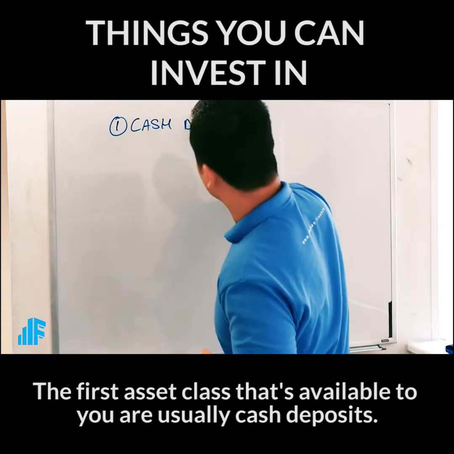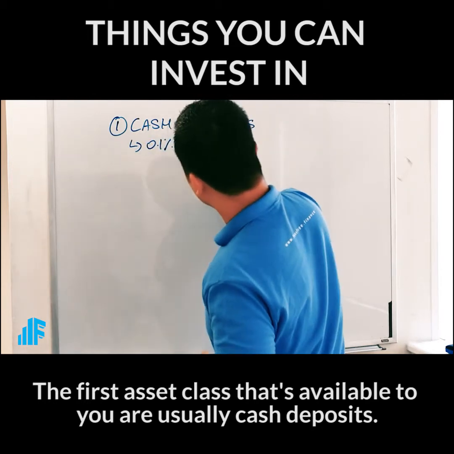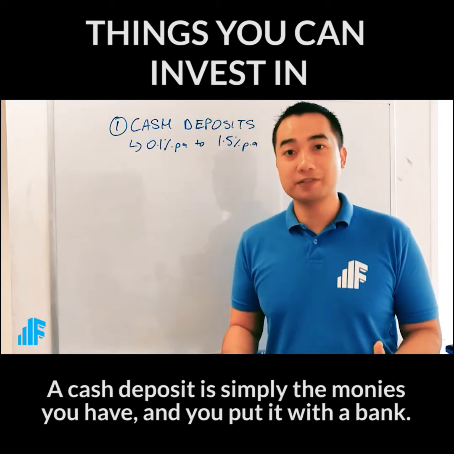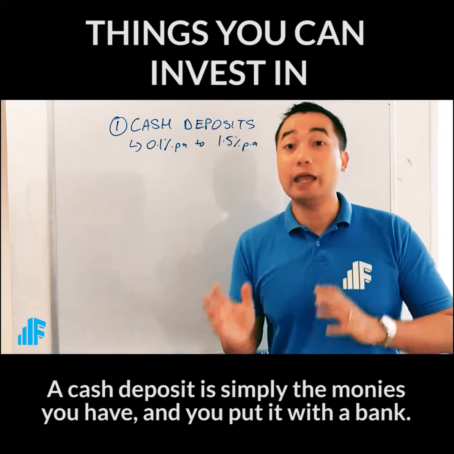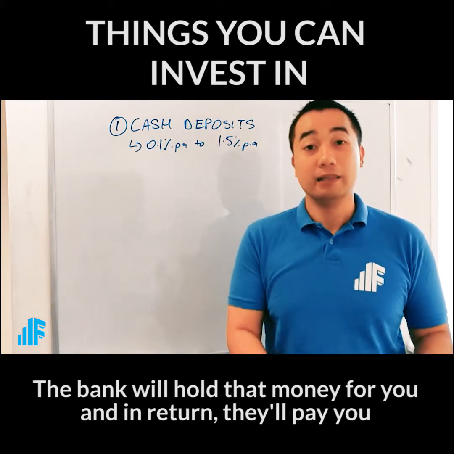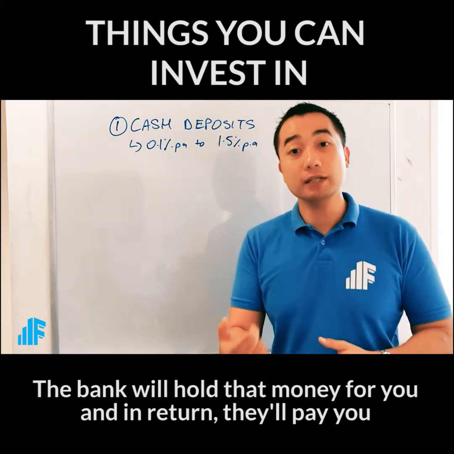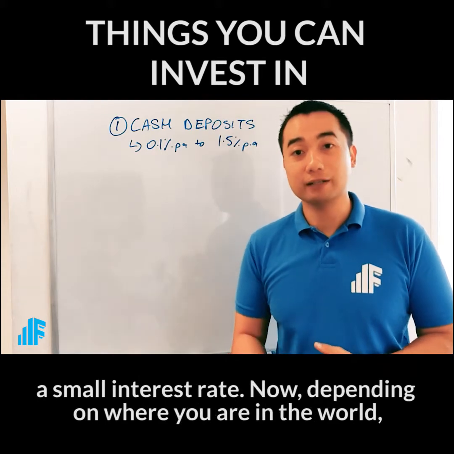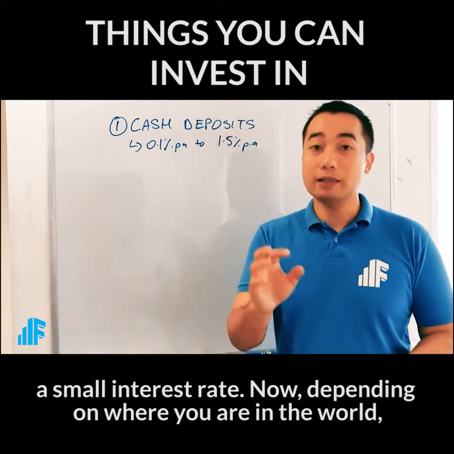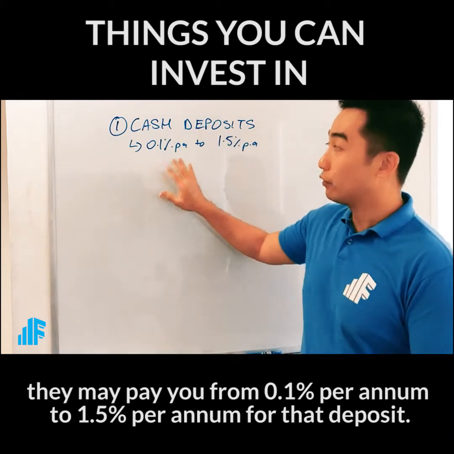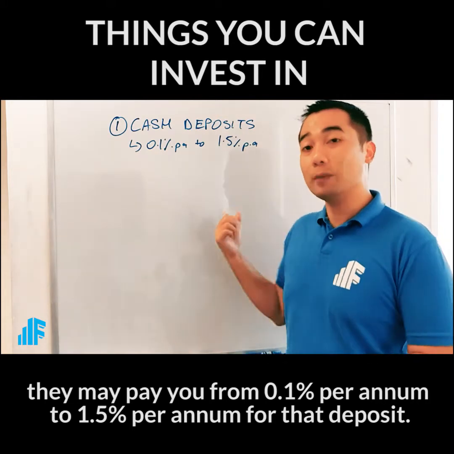The first asset class that's available to you are usually cash deposits. A cash deposit is simply the monies you have and you put it with a bank. The bank will hold that money for you, and in return, they'll pay you a small interest rate. Now, depending on where you are in the world, they may pay you from 0.1% per annum to 1.5% per annum for that deposit.